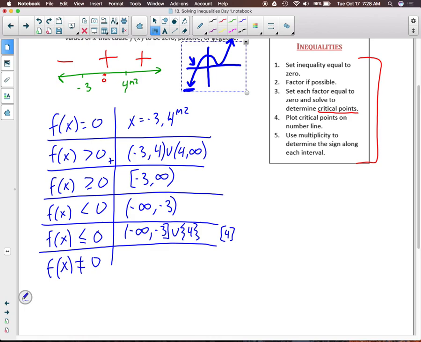And the last one is basically a combo of these. I'm just going to do the exact opposite of this one. So I'm going to say from -infinity to -3, from -3 to 4, and from 4 to infinity.